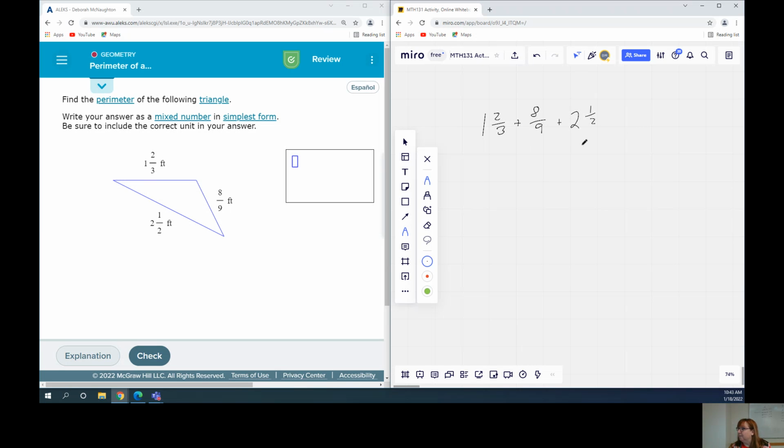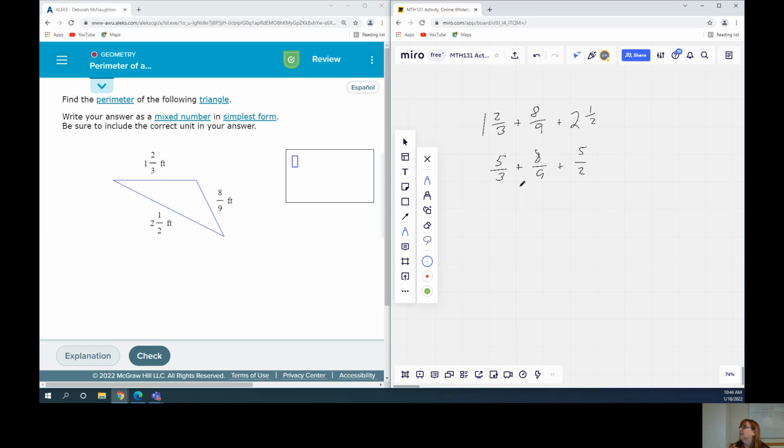I always recommend first converting these into improper fractions. For this first one, 1 2/3, 3 times 1 is 3, plus 2 is 5. So that's 5/3 plus 8/9 plus, and then 2 times 2 is 4, plus 1 is 5/2. So I have 5/3 plus 8/9 plus 5/2.